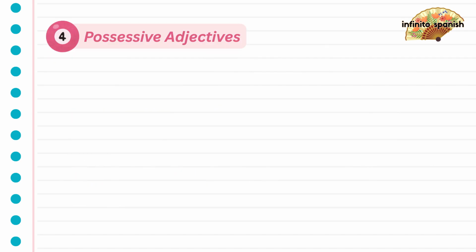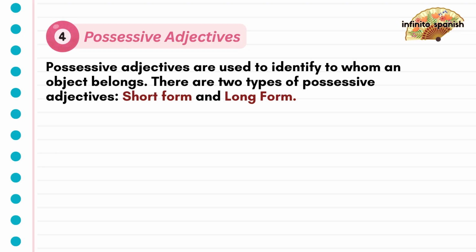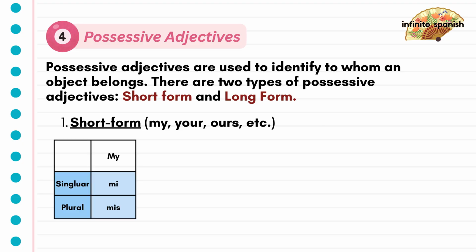At number 4, we have possessive adjectives. Possessive adjectives are used to show who something belongs to. There are two types of possessive adjectives in Spanish, short form and long form. Let's start with the short form.